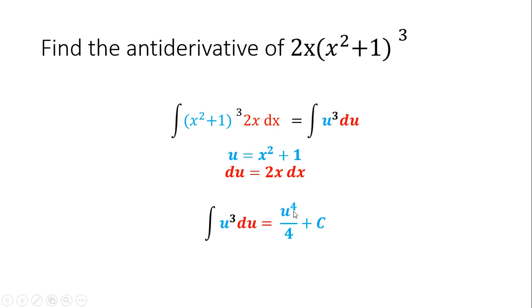If I check my work, with u to the 4th divided by 4, I bring the 4 down. 4 divided by 4 is 1, so that's what I want for my coefficient. And then 4 minus 1 is 3.